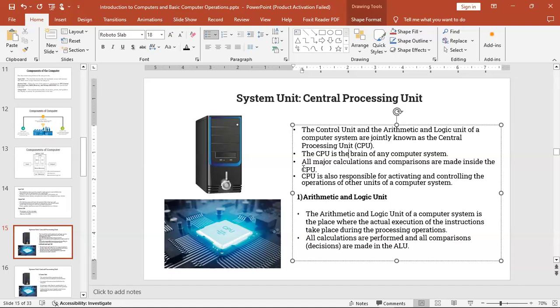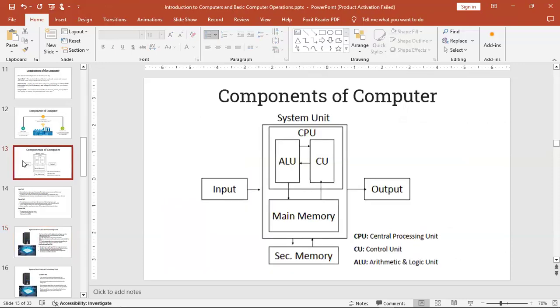So all major calculations in the computer system are done in the CPU, also known as the central processing unit. Let's go back to this diagram. We said the CPU is further divided into 2 parts. We have the ALU, arithmetic logic unit, and the CU, control unit.